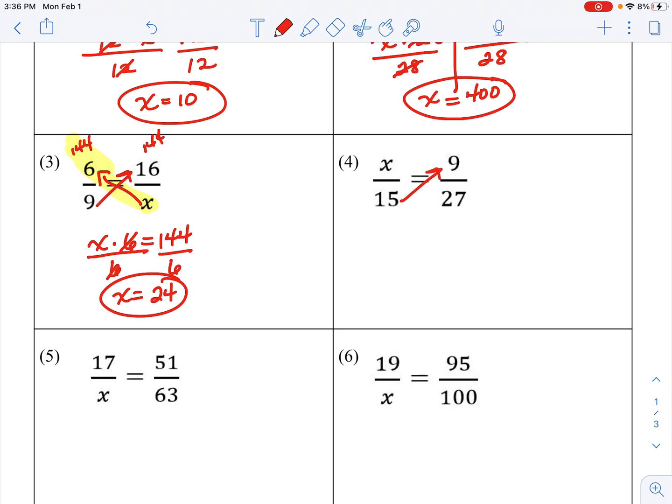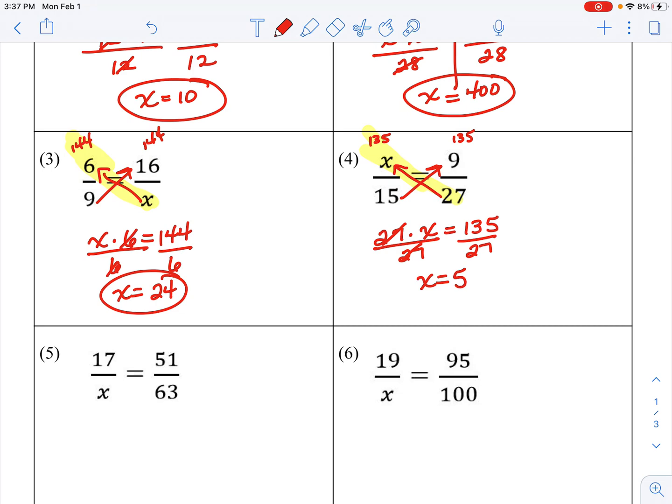Here we're going to say 15 times 9 is 135. So 27 times x has to equal 135. Again, that's where I got that equation. Instead of multiplying by 27, I'm going to divide both sides by 27. That gets the x by itself. 135 divided by 27 is 5.